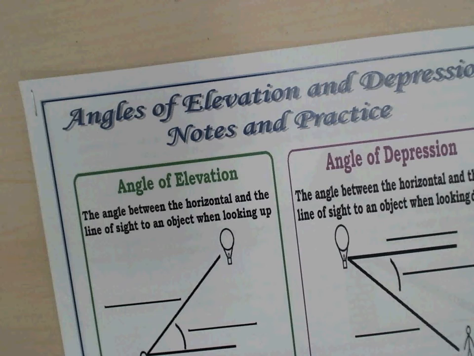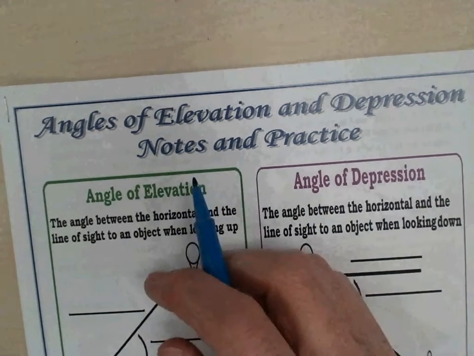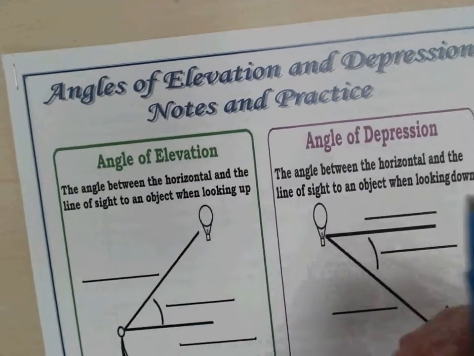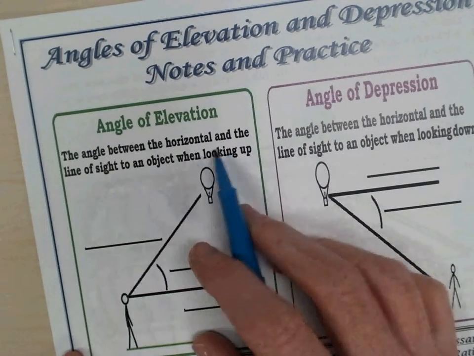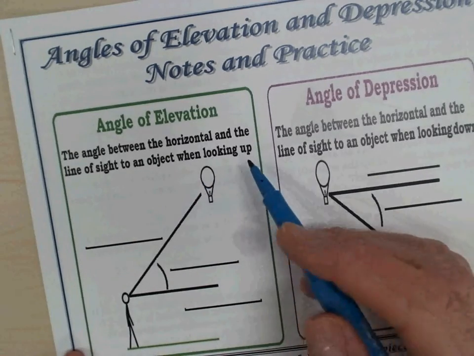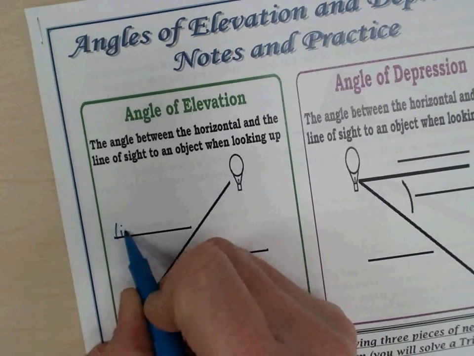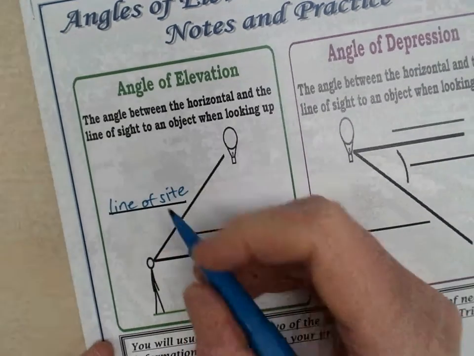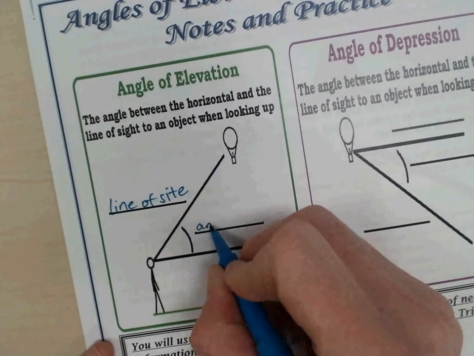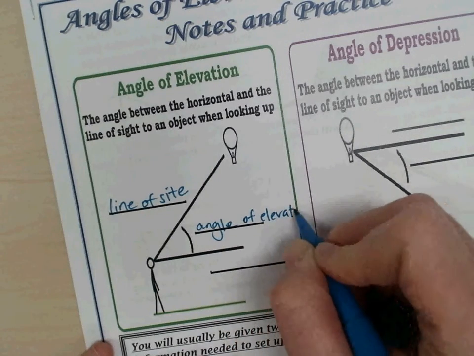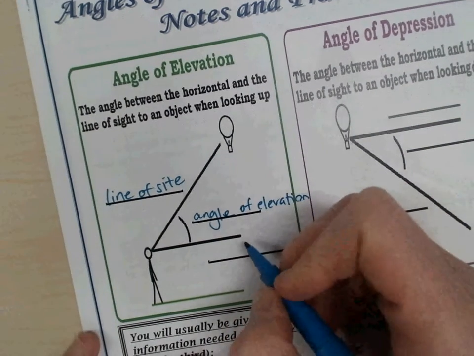Today's notes are angles of elevation and depression notes in practice. Angles of elevation, the angles between the horizontal and the line of sight to an object when looking up. So we have this line here, we'll label line of sight. This is called here the angle of elevation. And down here we have the horizontal line.